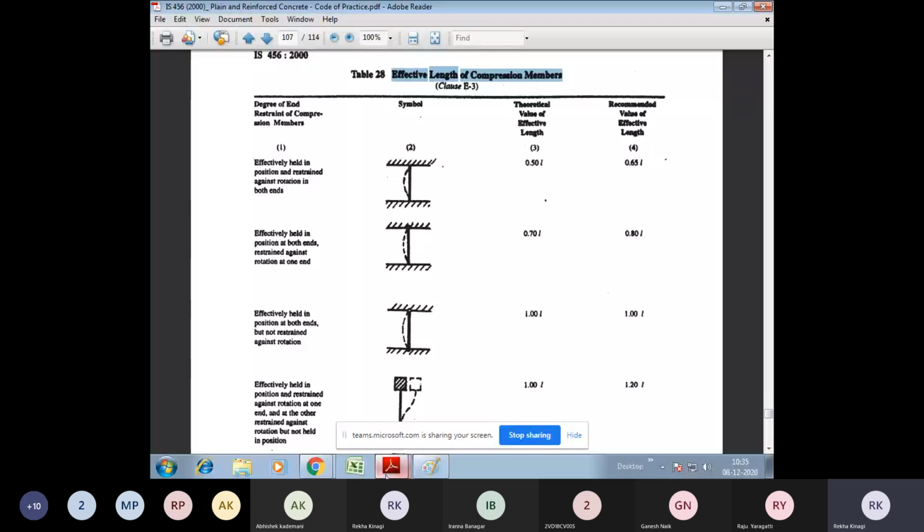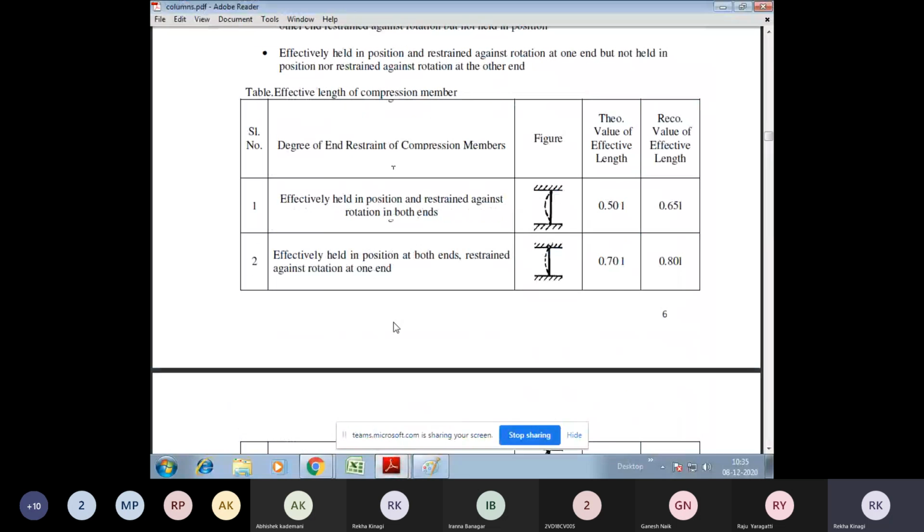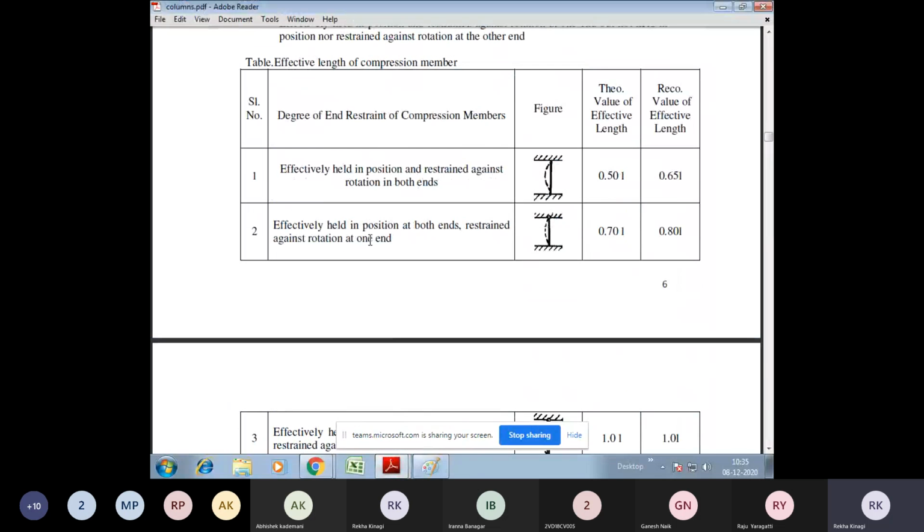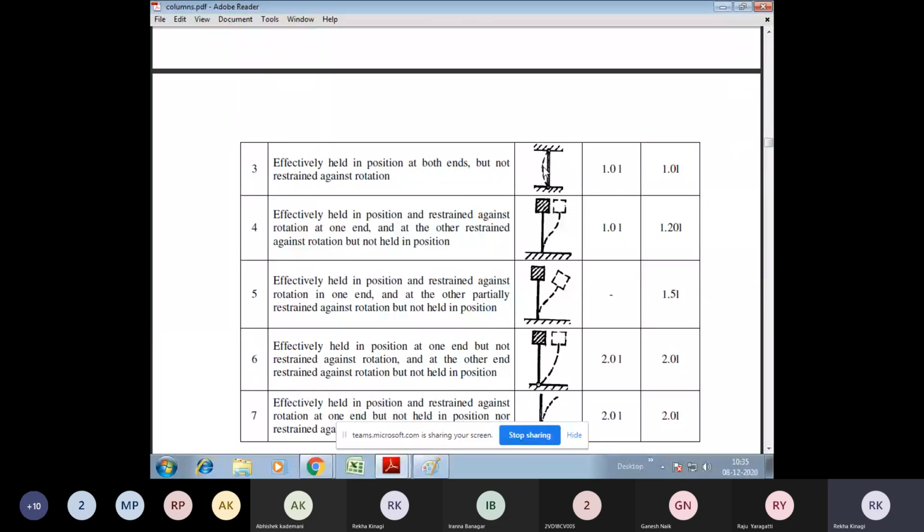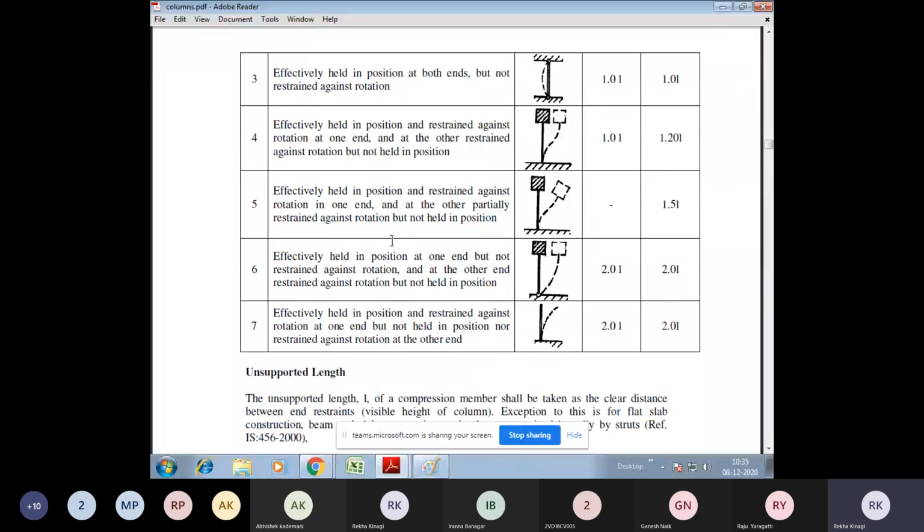In a similar way we can define all other end restraints. The same thing is here. Here there is a hinge, so rotation is possible. So here also effectively held in position, they are held in position, but they are not restrained against rotation, meaning both ends are hinges. So this is how we can use this table whenever we are given the condition of the column, whether it is restrained in position or not restrained in position, and depending upon that we can use the effective length.